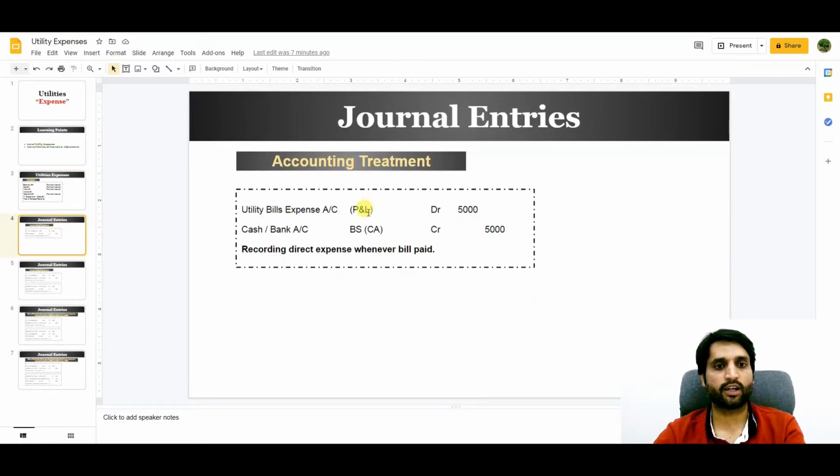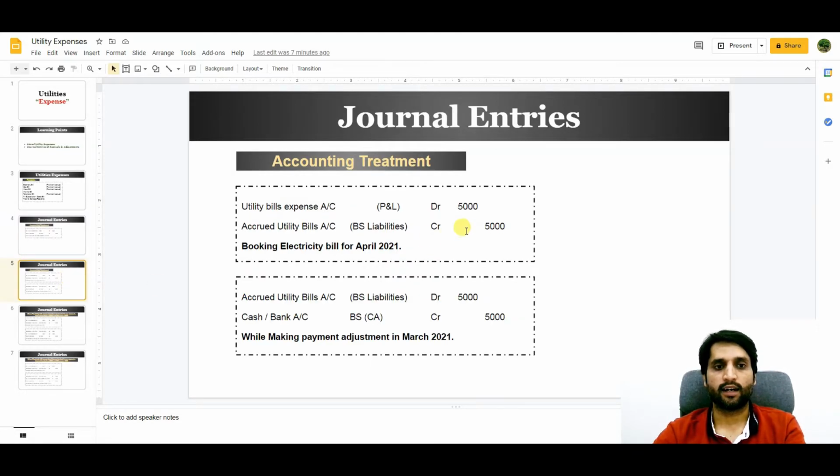The accounting treatment when recording a direct expense when our bill is paid: we are not considering any accrual or provision in this case. Whenever we receive the bill, like the electricity bill, we just post it as an expense. So the utility bill expense account in profit and loss will be debit, and the cash or bank account in the balance sheet current asset will be credit. Whenever we receive the bill, we make payment and book the expense. We are not considering the time period in this case.